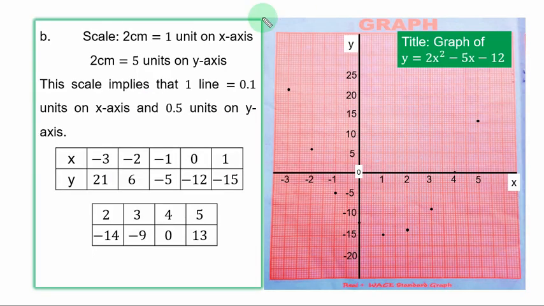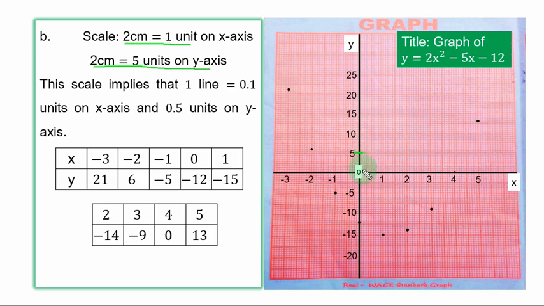B part of the question, let us rewrite the given scale: 2 cm to 1 unit on the s-axis, and 2 cm to 5 units on the y-axis. Now this is a graph. On this graph, each box is 5 lines, so by default 5 lines means 1 cm. If you combine 2 boxes, that gives you 2 cm. So on the y-axis, 2 cm is 5.